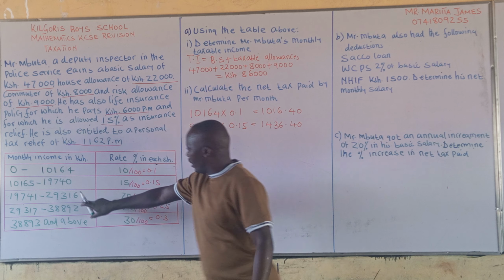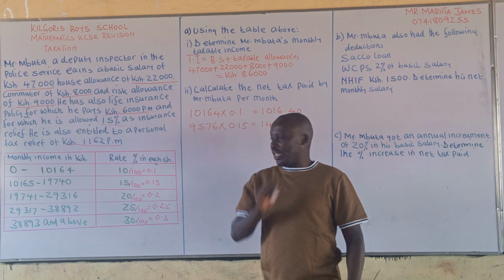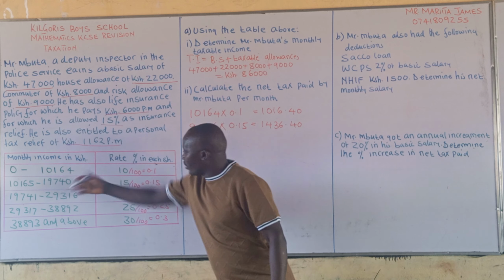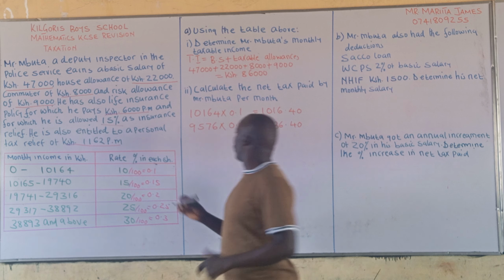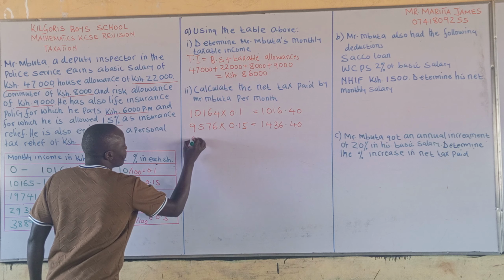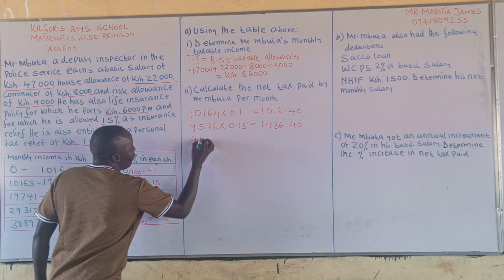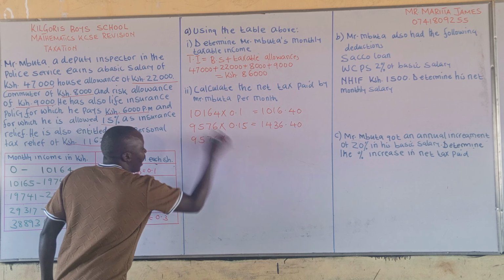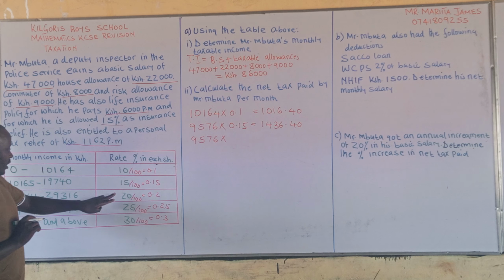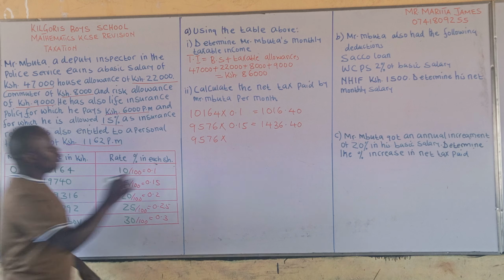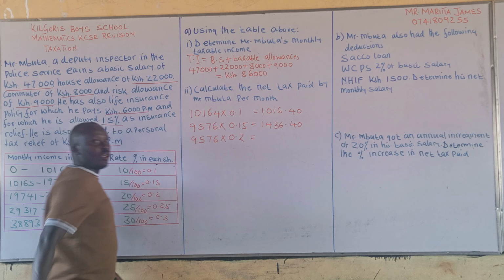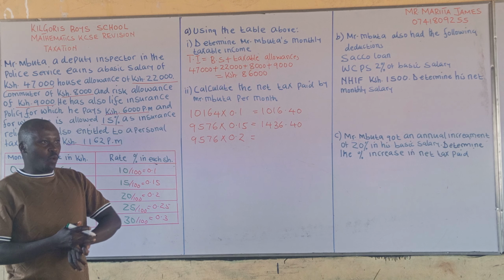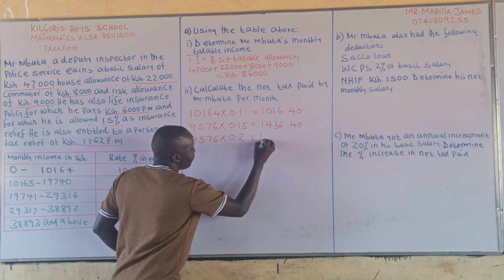Next we have 29,316. You subtract 19,740. That will give us a difference of 9,576 times the rate. The rate given here is 0.2. So that will give us an equivalent of 1,915.